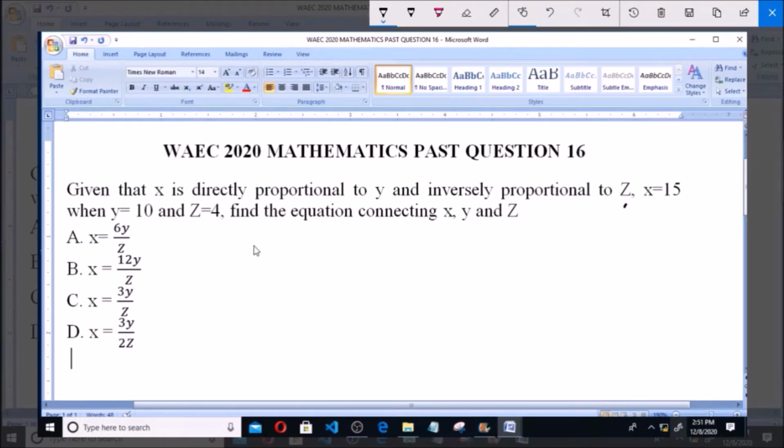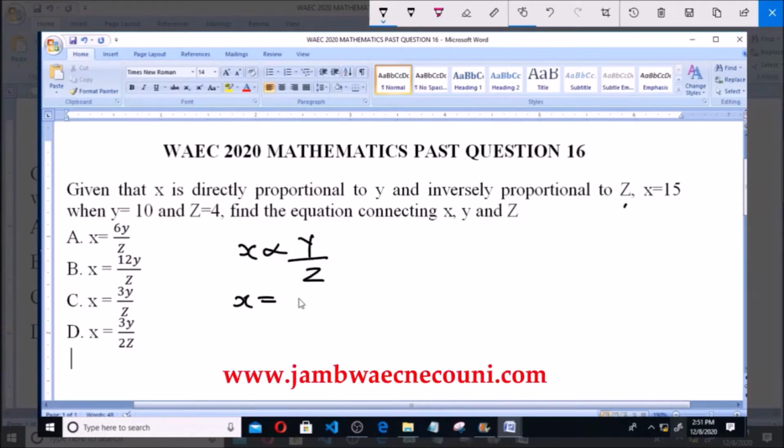So from this statement, it simply means that x is directly proportional to y and inversely proportional to z. So that means x is equals to, introducing the constant k, y all over z. Now we must determine the value of k, which is a constant, and it has been given to us that x is equal to 15.